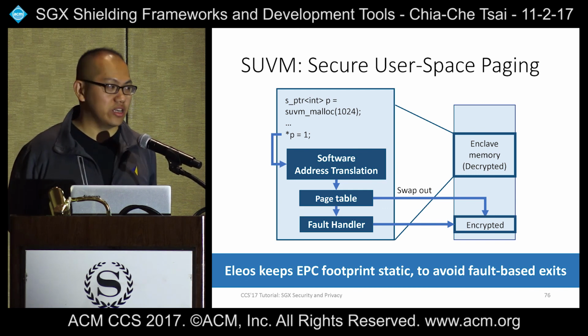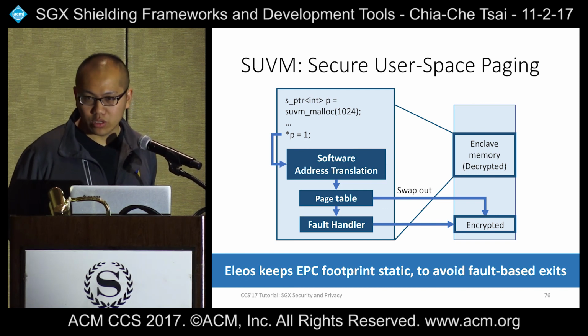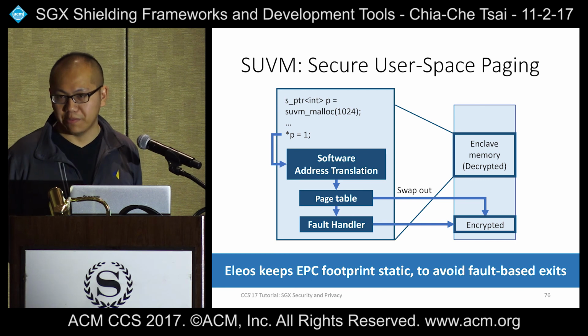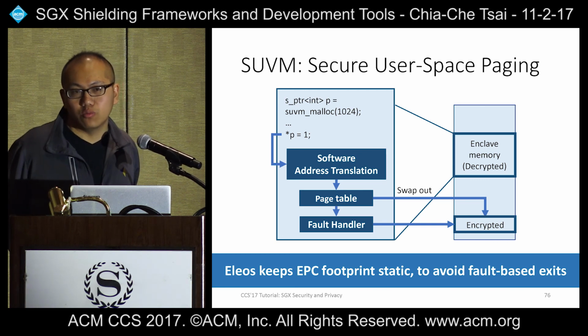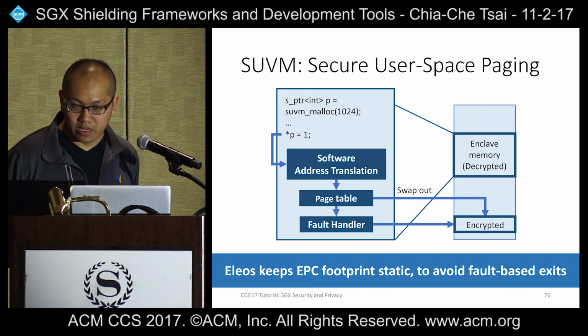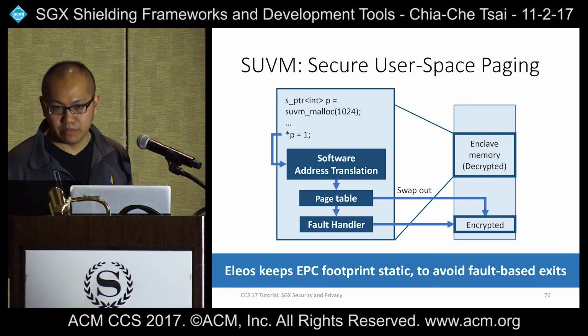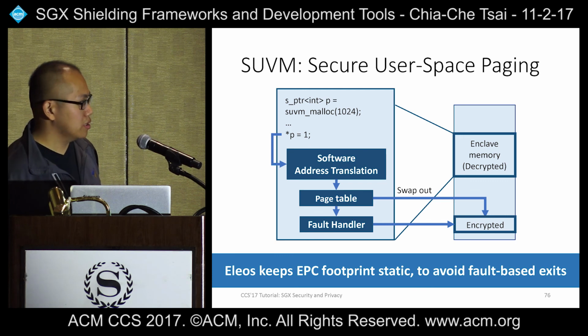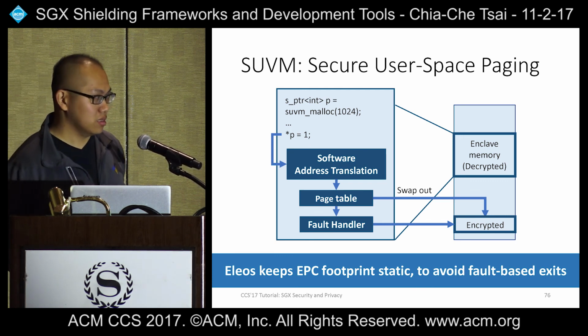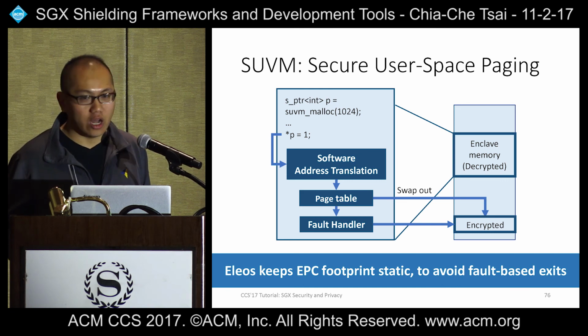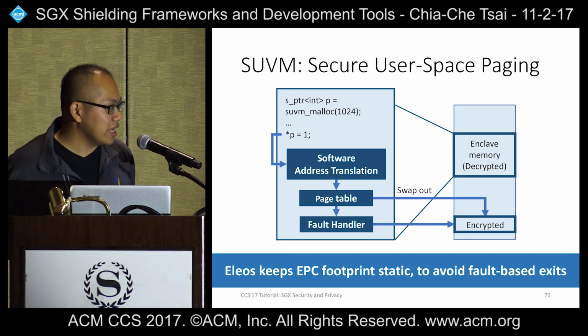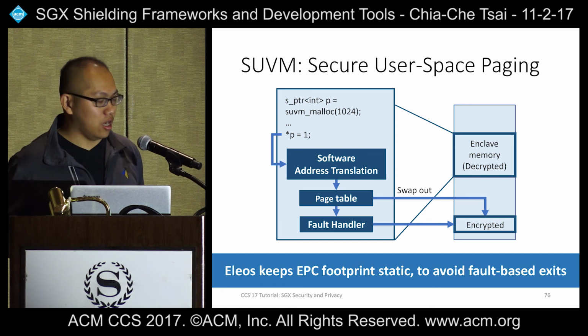Another very cool thing here is, now they also want to prevent the enclave exits caused by page faults. So if you want to use more than 128 megabytes of memory, they have a way to prevent you from exiting the enclave to do swapping. The idea is to do user space swapping. So instead of relying on the page table outside the enclave, they actually have a software simulation of the page table.